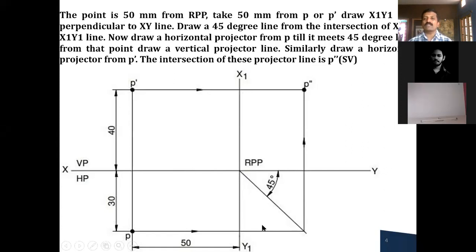That means to transfer the same distance from the top view to the side view, we need to draw a 45-degree line. So from the origin you can draw the 45-degree line. After drawing the 45-degree line, what you have to do? From the top view P, you draw a horizontal projector line like this. You observe the cursor. Once it meets the 45-degree line, now you draw the vertical projector like this. You have to put the arrow marks also to some length.